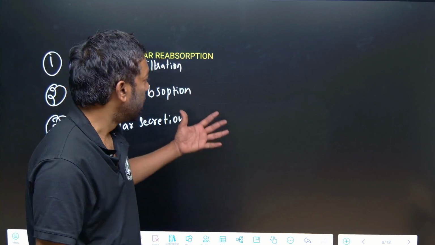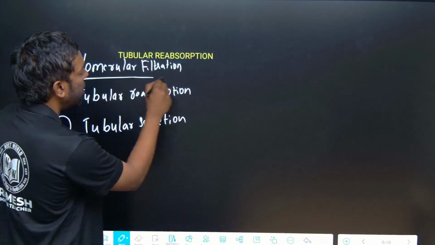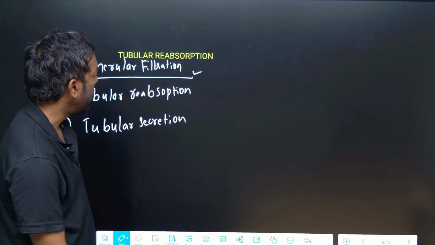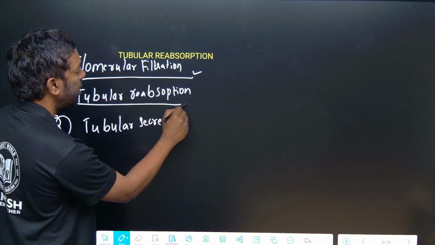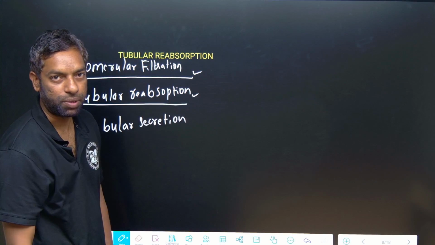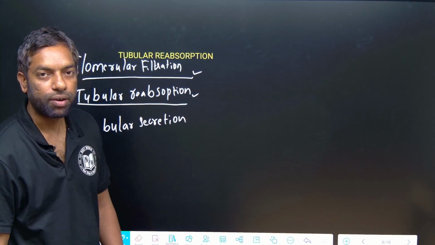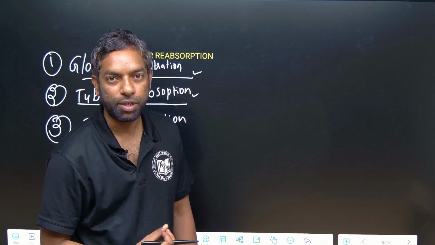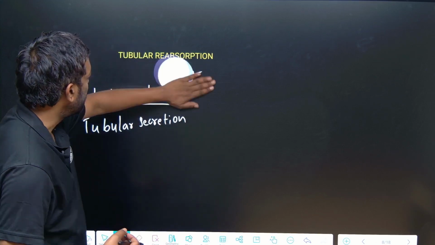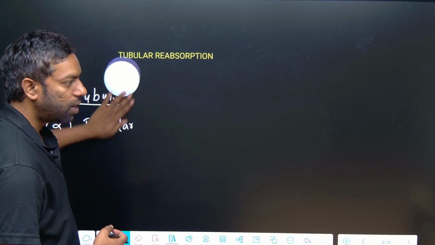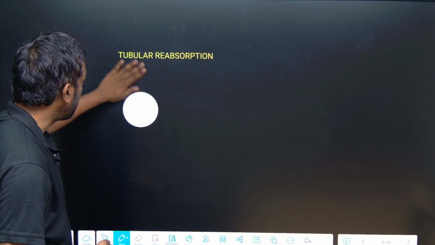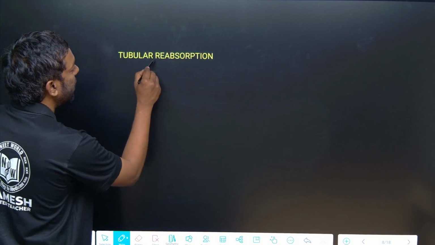We completed glomerular filtration in the previous class. Now we are going to discuss tubular reabsorption. In today's class, we will discuss what reabsorption takes place in the tubule.